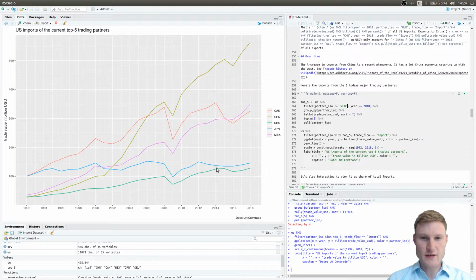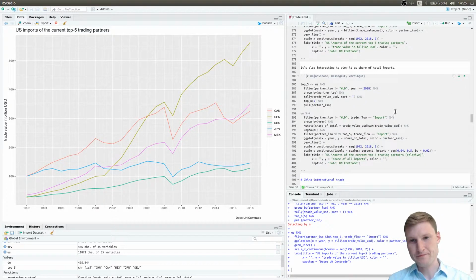And you see here the blue is Japan. Japan is almost at the same level as in 92, while China is just overflying everyone else. Not so high. And who is Mexico? Oh, Mexico is also increasing a lot. It started off from a low value, and now it's the second largest import trading partner from the US.